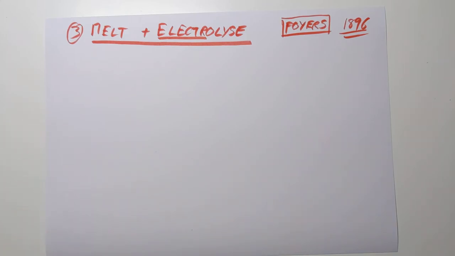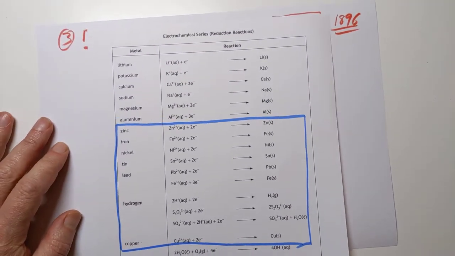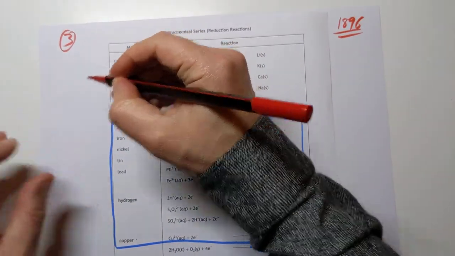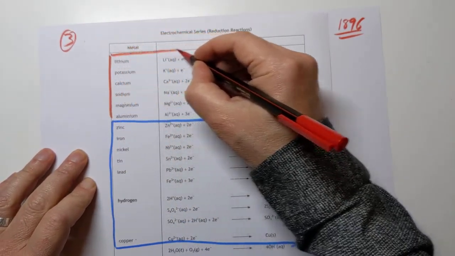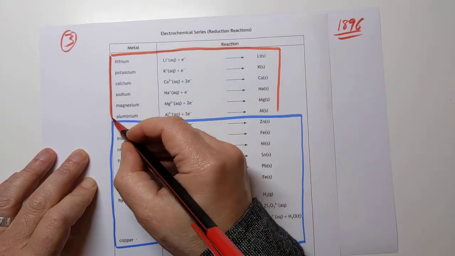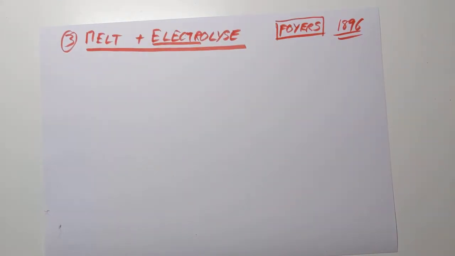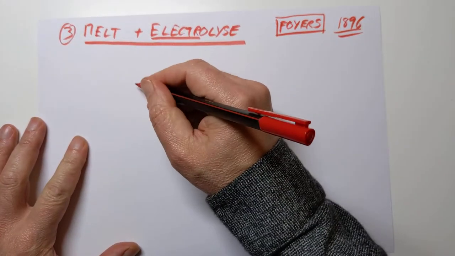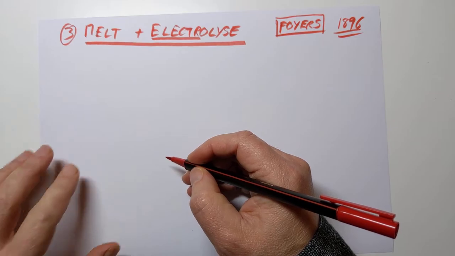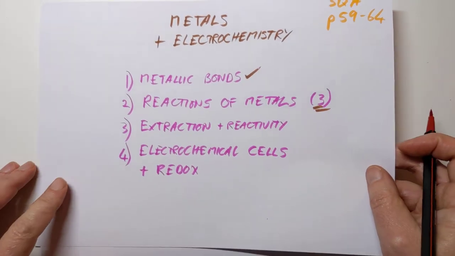Well, the bonding in these metals at the top here is so tight that the only way you are going to break those compounds apart is to melt the compounds and then blast them with electricity, which is what's going on here. There isn't really an equation for this. It's more just a process. And that's our three methods of extraction of metals.